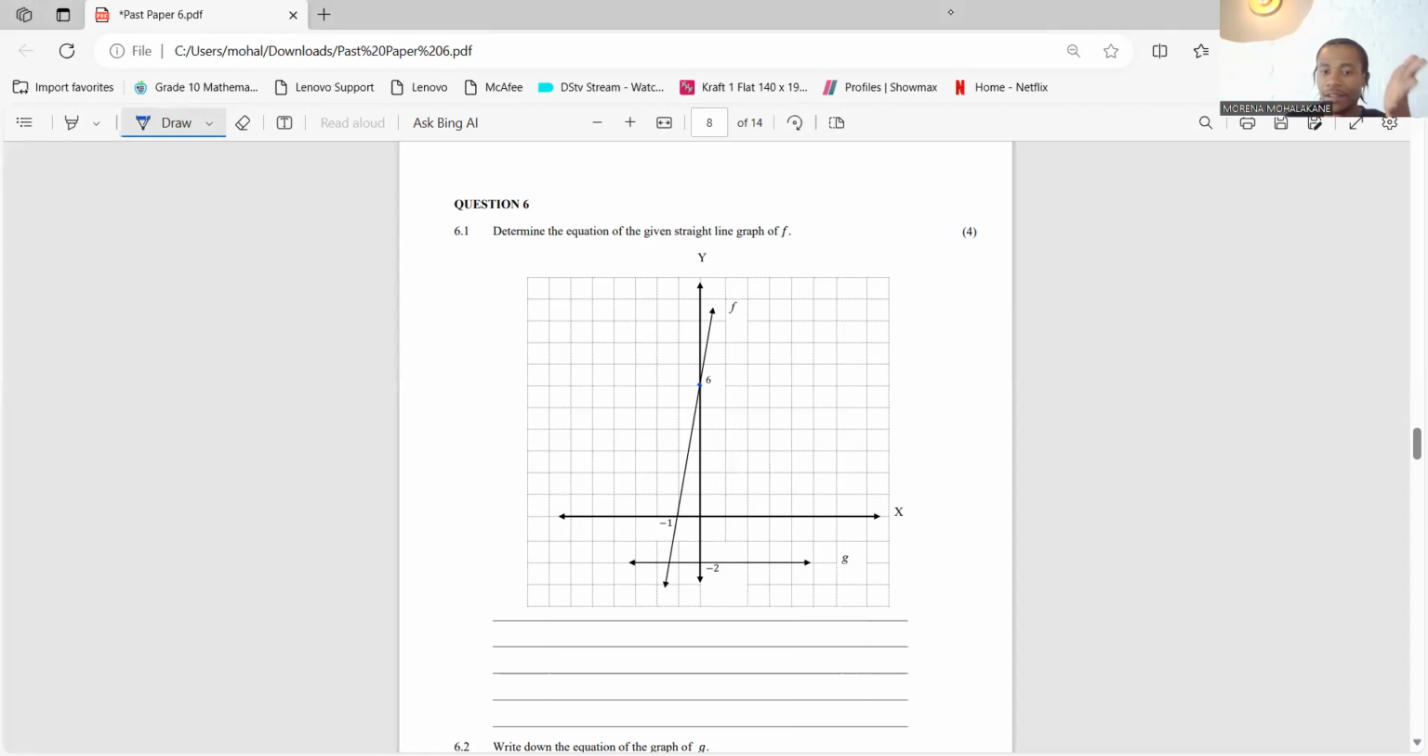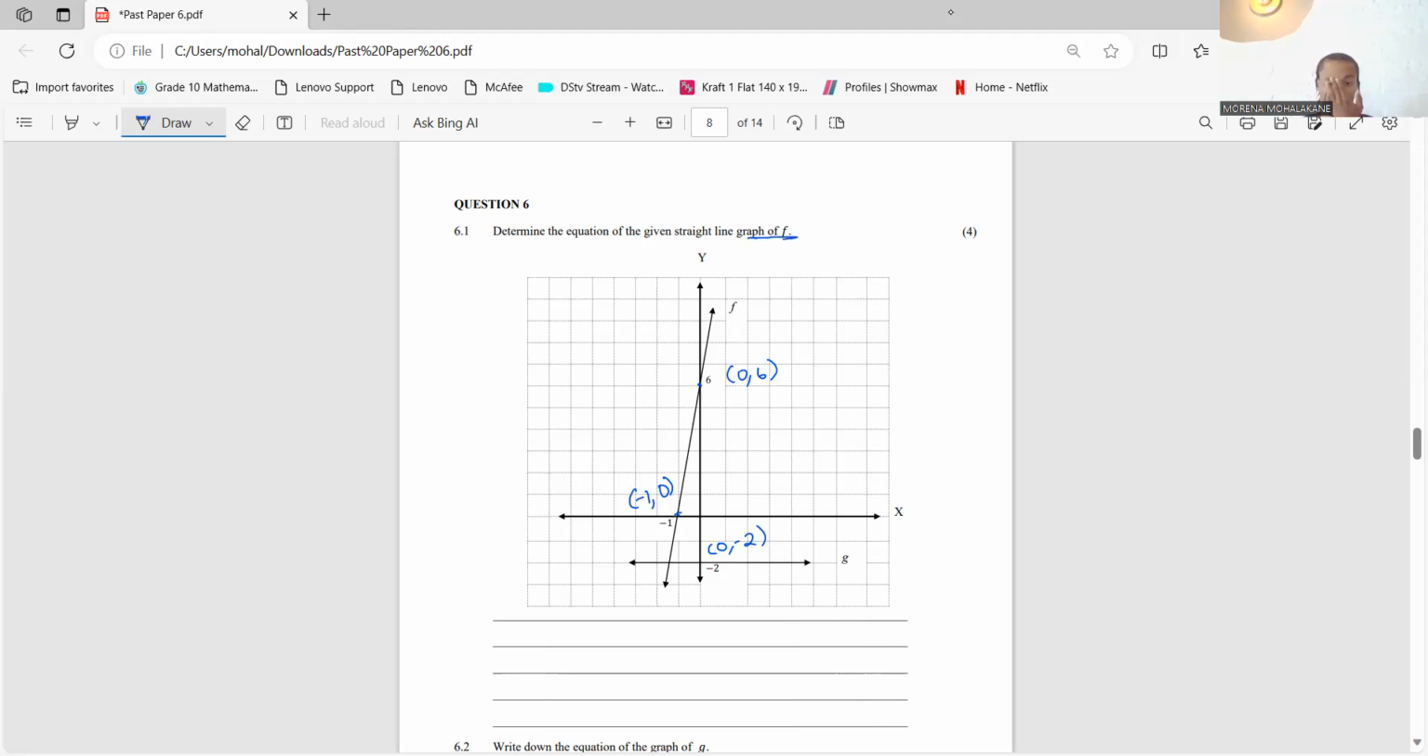This point, this is the value of y. You know the value of x is here. So the point is (0, 6). Then you have this one here on the x-axis, where the x value is -1 and the y value is 0. Then here, the x value is 0, the y value is -2. Straightforward. The first question is: determine the equation of straight line f.